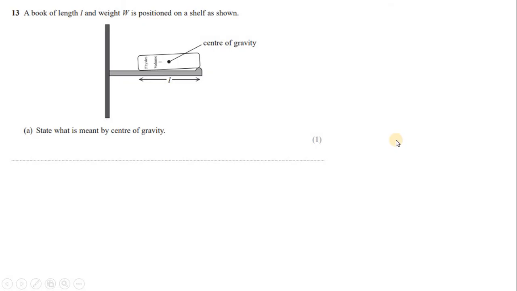Question number 13. A book of length L and weight W is positioned on a shelf as shown. Okay, center of gravity. State what is meant by center of gravity? So center of gravity is the point where the weight of an object appears to act. A most typical definition. You just memorize this. You can write it whenever they ask about center of gravity. So center of gravity is the position where the weight of the object appears to act. So that's how you can write.